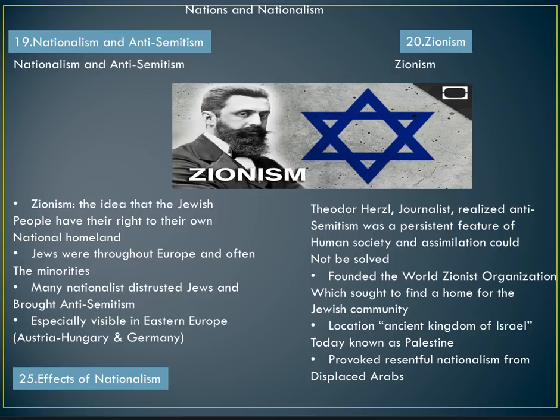And they said, this is our homeland. This is where we started. This is where we belong, in Palestine. And it provoked resentful nationalism from displaced Arabs. Again, this will lead, later on, to other conflicts like the Arab-Palestinian conflicts and the Israeli-Palestinian conflict. Because they will claim it as their homeland, and the Arabs who are there are saying, no, this is our homeland. So just keep that in mind.